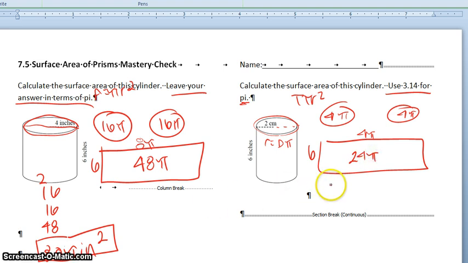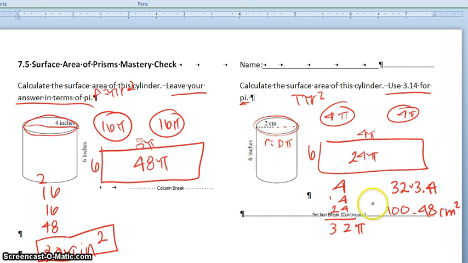Now just like I did over here, I'm going to add those pieces together. So I have 4 plus 24, and that's going to give me 32 pi. This question asks us to use 3.14 for pi, so we need to actually multiply 32 times 3.14, just replacing the symbol with the number that it's equal to. And when I do that, I get 100.48. And then your units are squared. And sorry about that mistake with the centimeters and inches. You can choose which one. 100.48 centimeters squared.